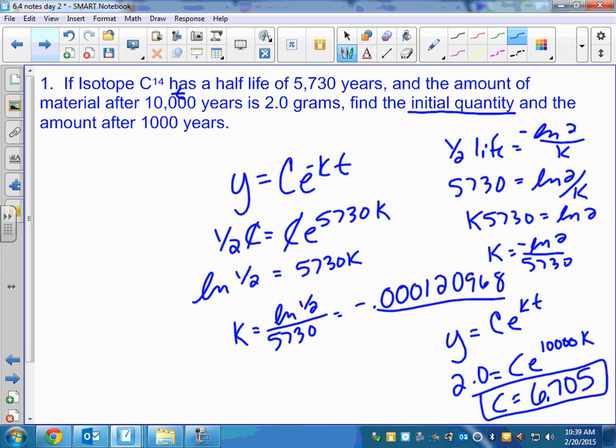But find the amount after 1,000 years, this just becomes a total calculator problem now. If the original amount is 6.705, e to the k times 1,000, I don't even have to divide anything, right? I just type that directly in my calculator. It's decaying, which means my answer should be getting smaller, right? 0.941, that's what I got. Did you get that?